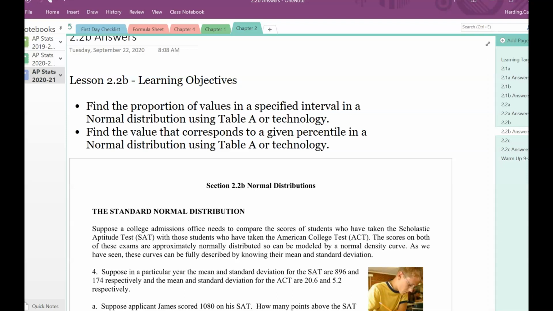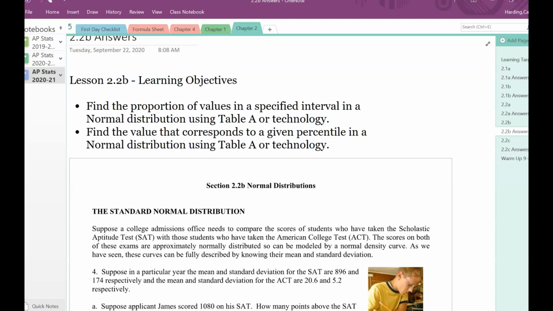It discusses a comparison between the SAT and the ACT. Now, all of you are familiar with these tests, and you realize that they are scored on two different scales. A perfect score in the SAT and a perfect score in the ACT are very different numbers. And it gives you some information about the mean and standard deviation in a given year. Suppose in a particular year, the mean and standard deviation for the SAT was 896 and 174 respectively, and the mean and standard deviation for the ACT was 20.6 and 5.2 respectively. And it does indicate there that all of these scores can be modeled by a normal density curve.